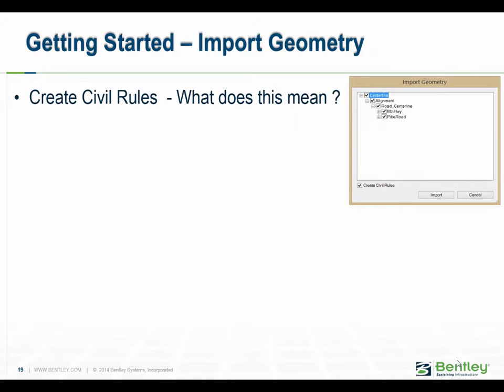So I've talked about importing briefly from the native product, and I mentioned about when we may not see the rules active and the manipulators active. That all stems down to civil rules. What do these civil rules mean, and when do they kick in?